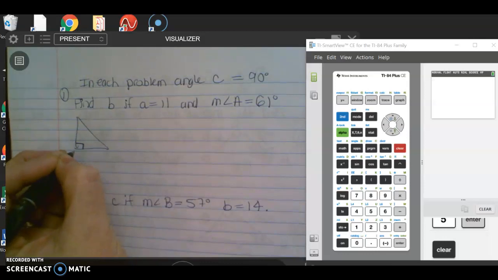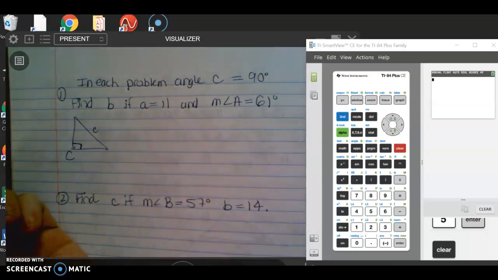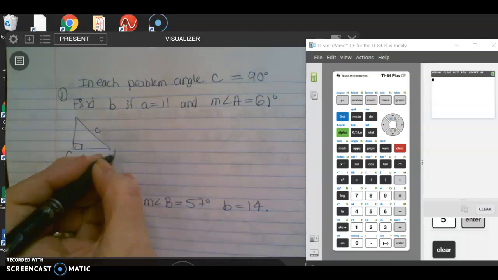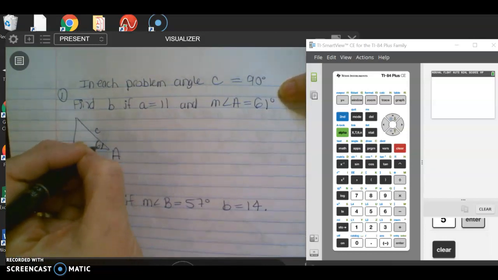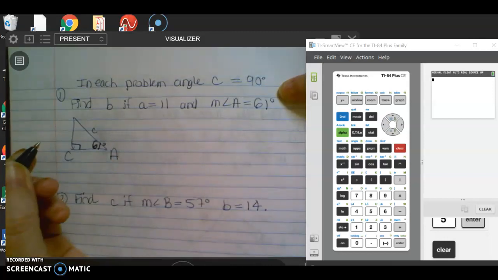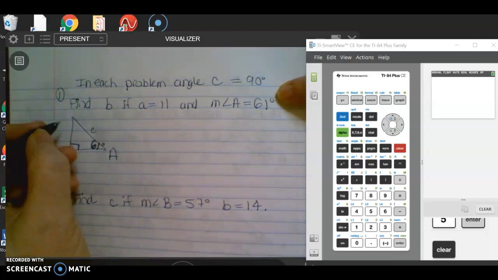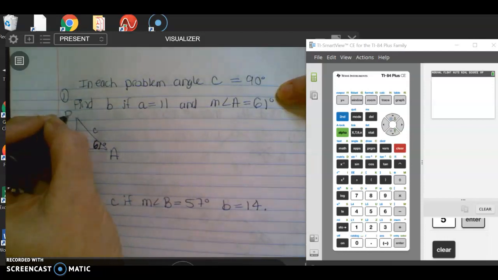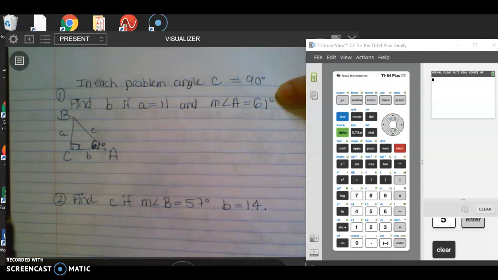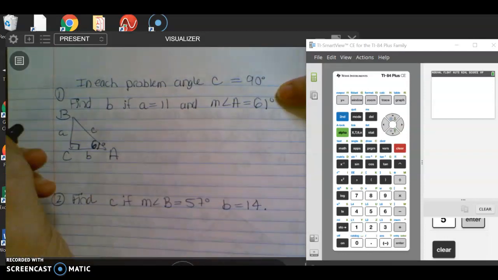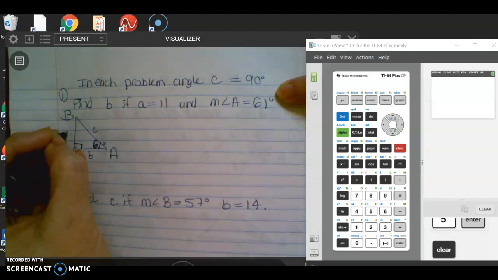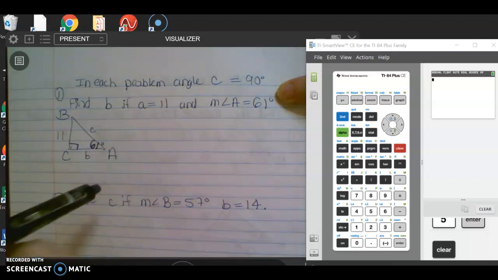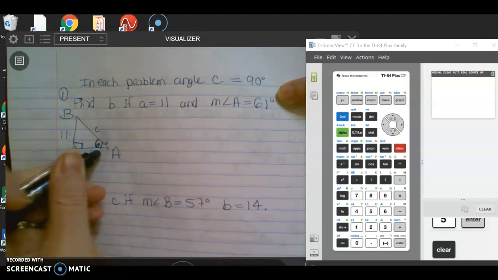Okay, so this is going to be angle C. This is going to be side C. So then this makes this angle A. I'm making it up. The picture is not going to be right. So this is side A. So this is angle B, and this is side B. So they tell us that A, because angle and side are opposite each other, is 11. And I want to find B.